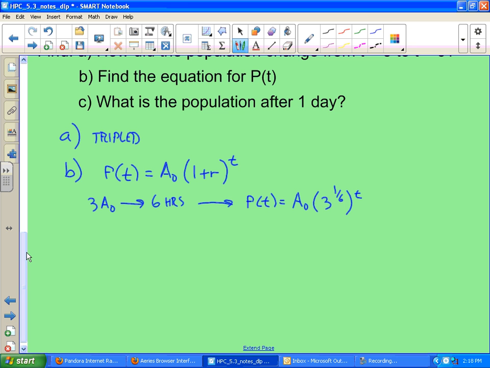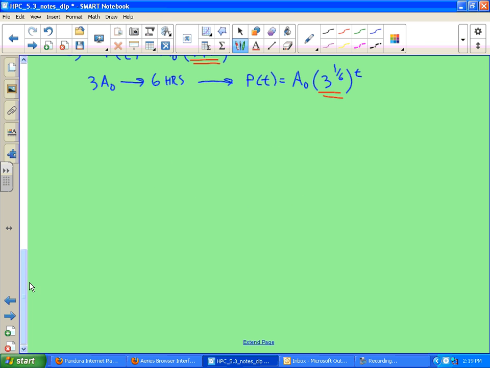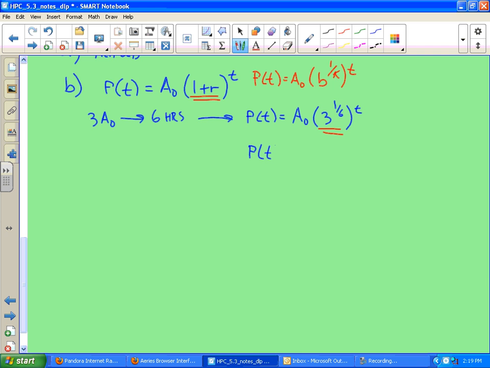What is 3 to the 1 over 6? Who's got that for us? Remember that this value is the same thing as that. It's P of T is equal to A sub O, B to the 1 over K minus T. That's what we got set up. So who's got it? 3 to the 1 over 6. 1.201. All right. So I know that P of T is equal to A sub O times 1.201 to the T.